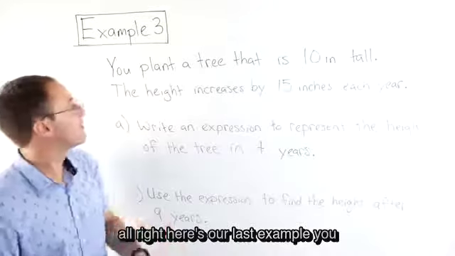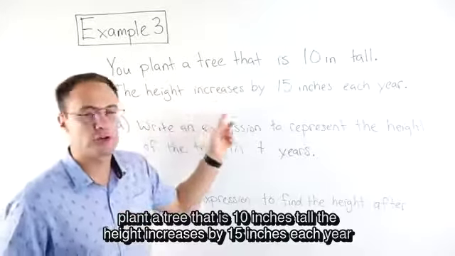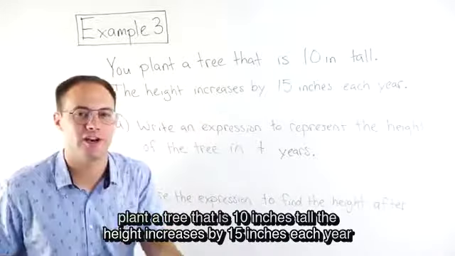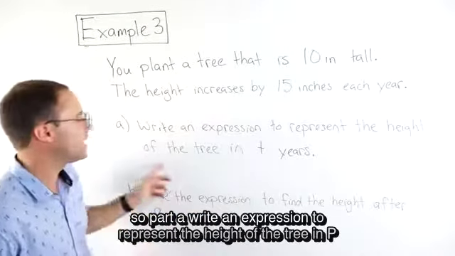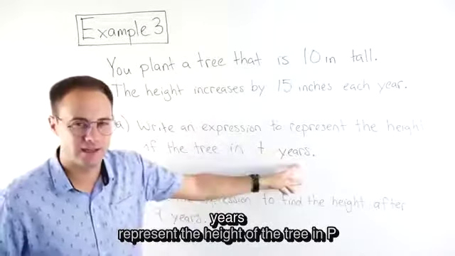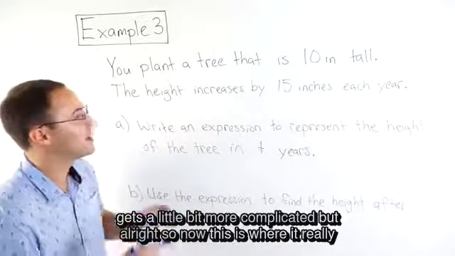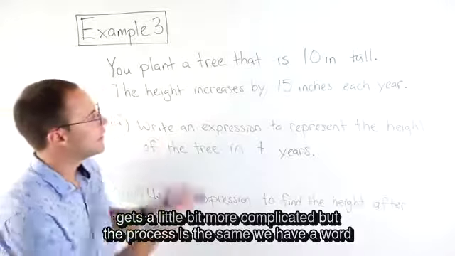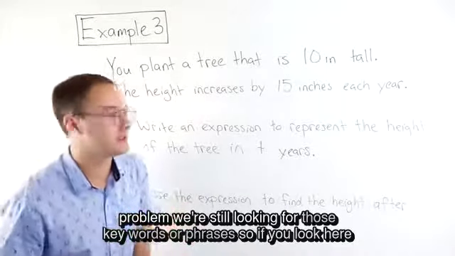All right, here's our last example. You plant a tree that is 10 inches tall. The height increases by 15 inches each year. So part A, write an expression to represent the height of the tree in T years. All right, so now this is where it really gets a little bit more complicated, but the process is the same. We have a word problem. We're still looking for those key words or phrases.